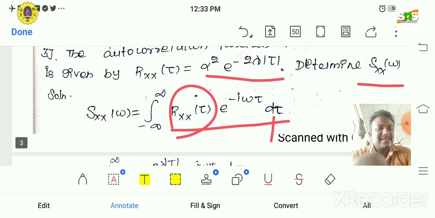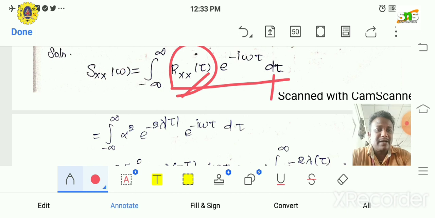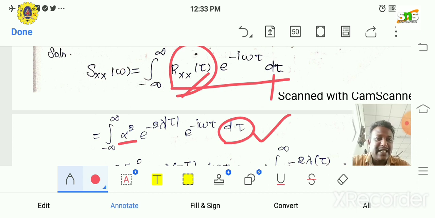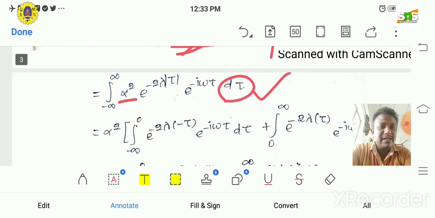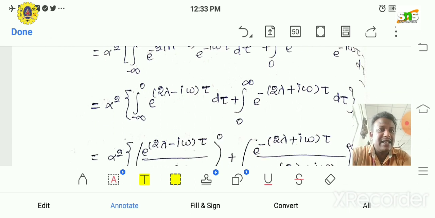So I am going to apply this result here. After applying it, we get this step. Look here: we are going to integrate in terms of tau. When integrating in terms of tau, the remaining variables we have to treat as constants. So alpha square is a constant and can be kept outside. Now I am looking at the remaining value.